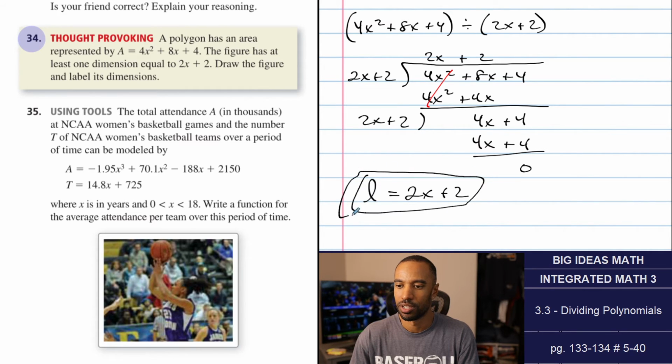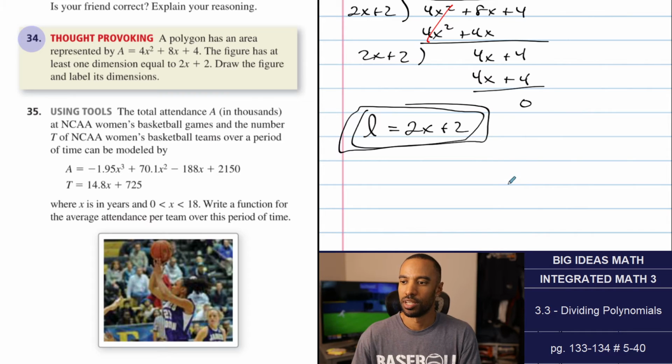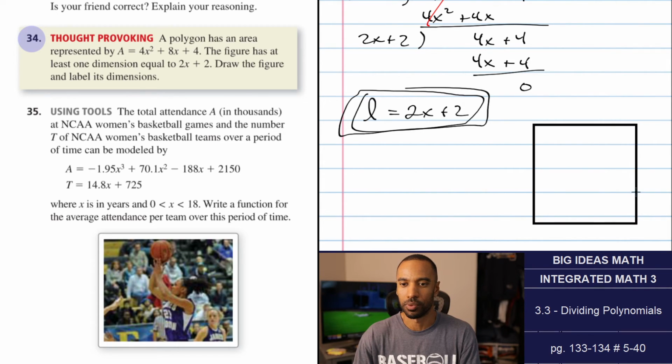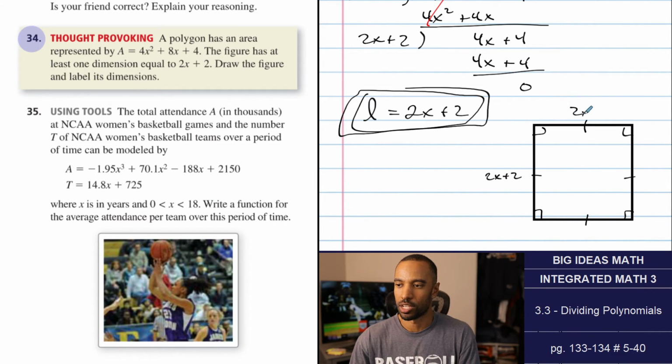Yay, there's the answer. So when they say, draw the figure and label its dimensions, well, it's a square. I called it a rectangle. We call it length and width. Who cares? And it's a square, I guess. I'll even do all those. All right, 2x plus 2 and 2x plus 2.